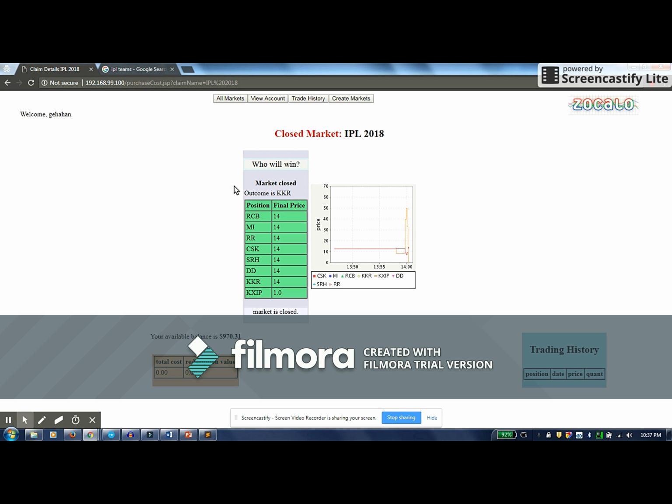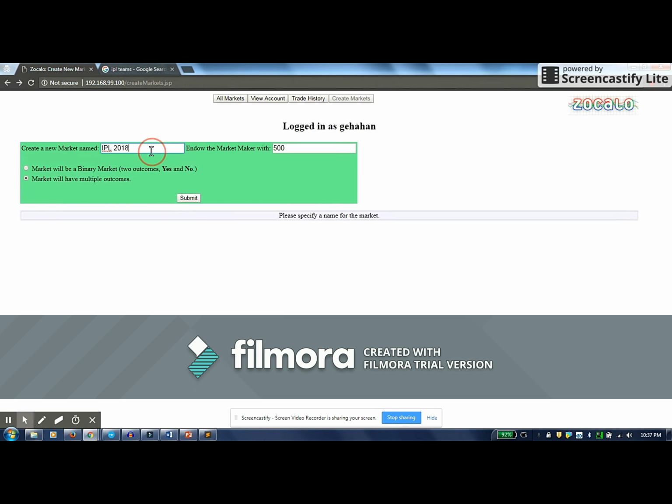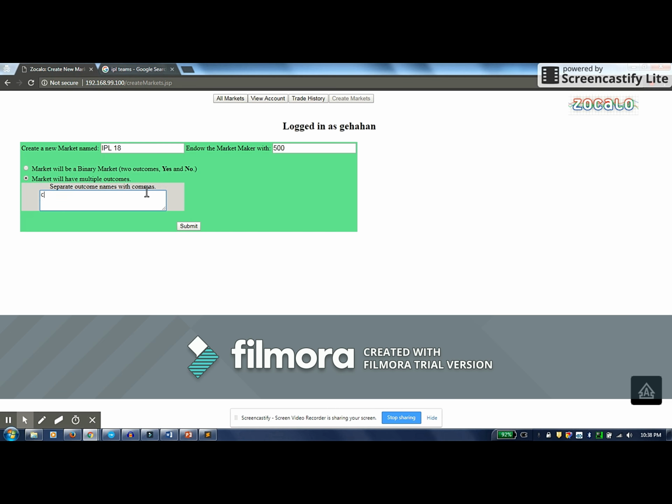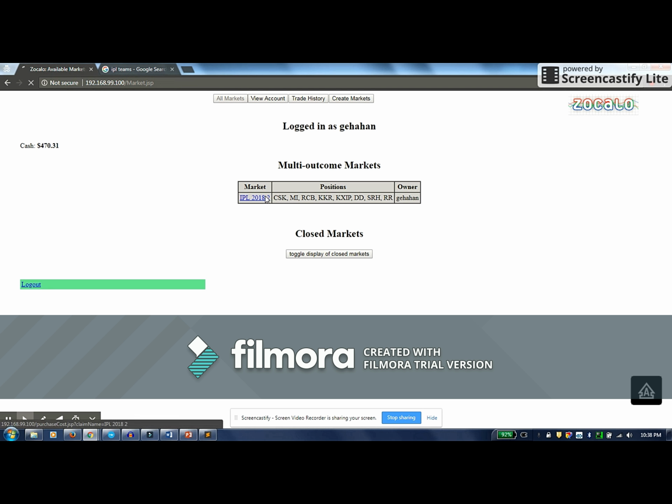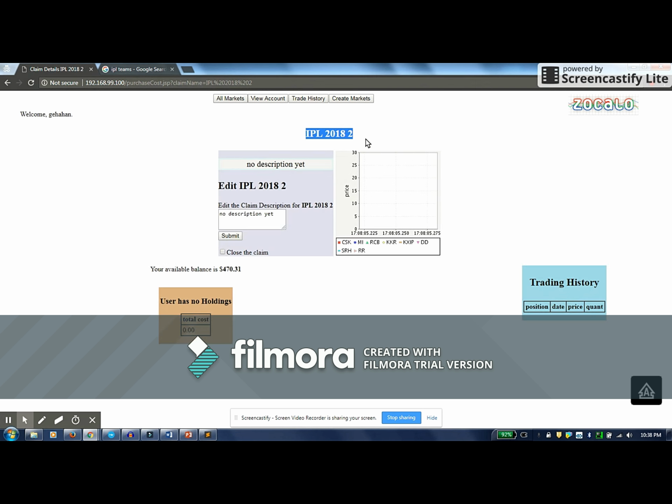Okay, I think I created a trial market in the same name, so let's create India IPL. So here we have our IPL 2018 2 market.